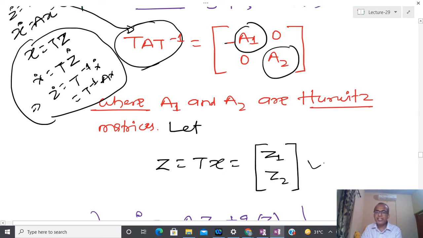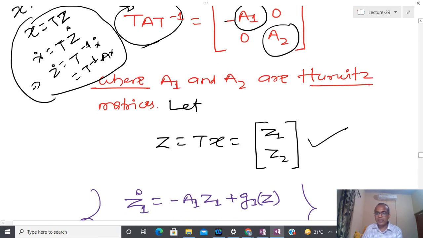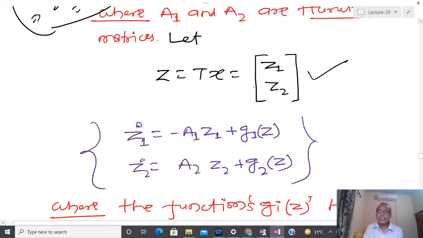And I have defined the transformation like this. Same kind of things I have written: using this transformation, my system x dot equal to Ax plus g(x) can now be grouped in such a way that I have this kind of system: z1 dot equal to minus A1 z1 plus g1(z), and z2 dot equal to A2 z2 plus g2(z), like this.